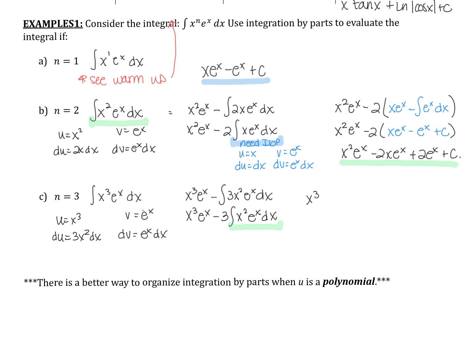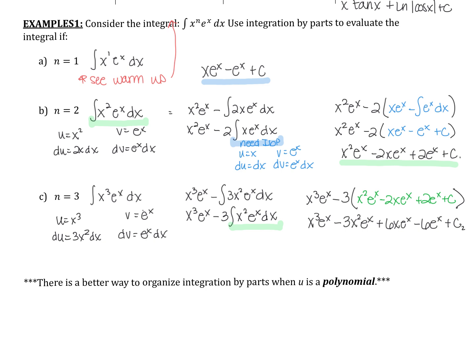We would have x cubed e to the x minus 3 times, and then this whole expression right here would be x squared e to the x minus 2x e to the x plus 2e to the x plus some constant, which again, when I multiply by that negative 3 is still going to be a constant. Probably would be better to notate it 3x squared e to the x plus 6x e to the x minus 6e to the x plus some other constant. Maybe we call it c sub 2, although just c is fine.